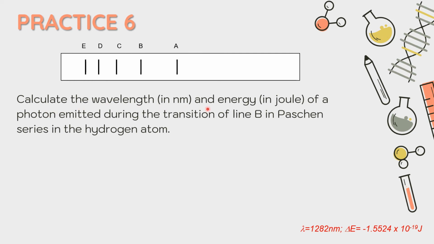Calculate the wavelength in nanometer and energy in joule of a photon emitted during the transition of line B in Paschen series in the hydrogen atom. So in this question, you need to find the wavelength in nanometer and energy in joule for line B in Paschen series. For the Paschen series, the electron will fall back to N equals 3. In order to find the wavelength and energy delta E for line B, what you have to do first is identify the first line in this line spectrum. Between A, B, C, D and E lines, A will be the first line in this Paschen series. After determining this first line, you have to label the corresponding lines with information.